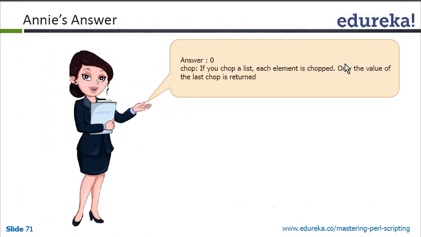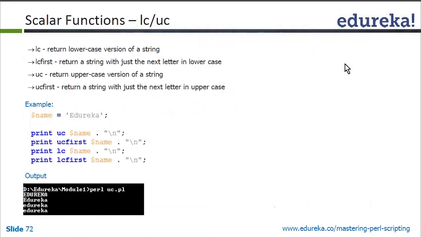So again, scalar functions. We have lowercase and uppercase. Lowercase returns the lowercase of a string, and LC first returns a string with just the first letter in lowercase. Similarly UC first will return the first letter in uppercase, and UC will return the string in uppercase.